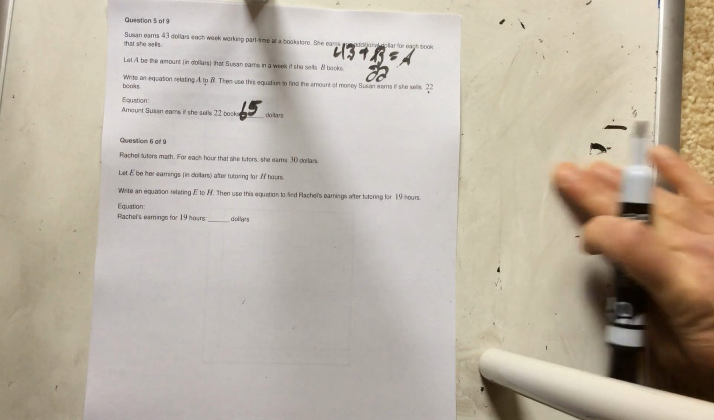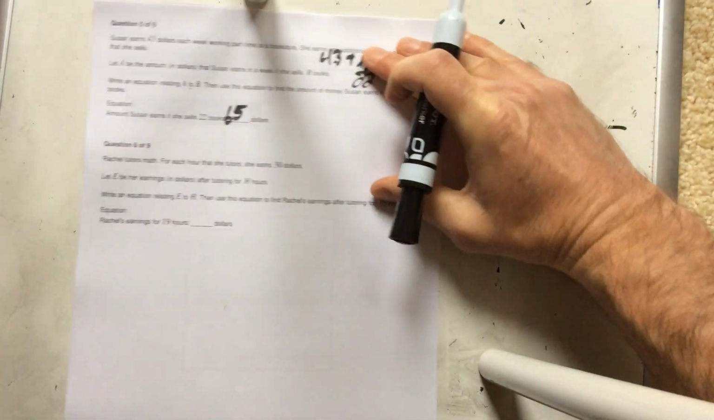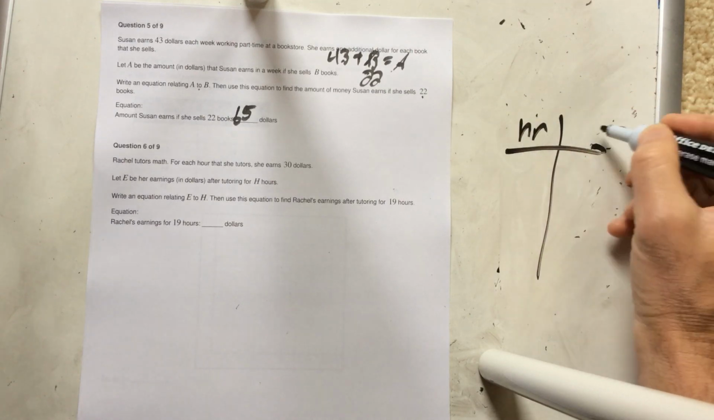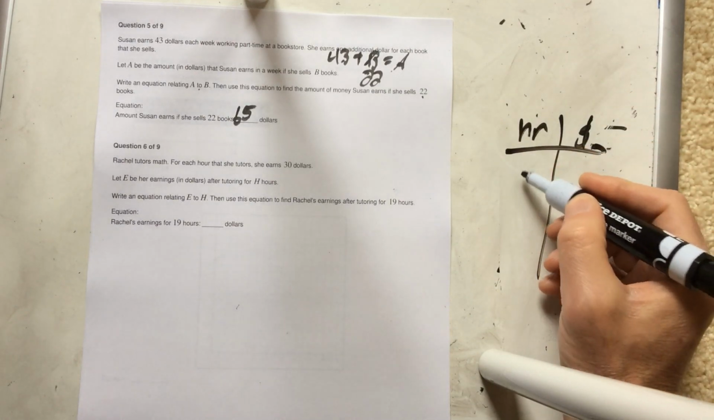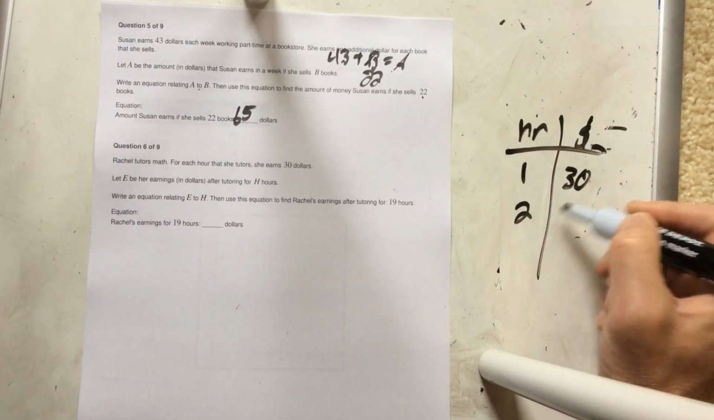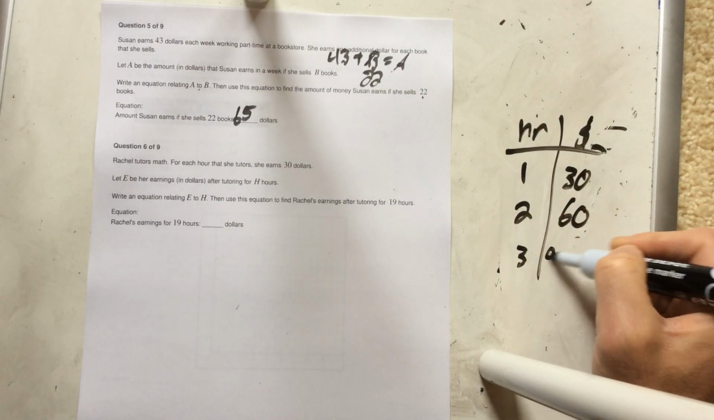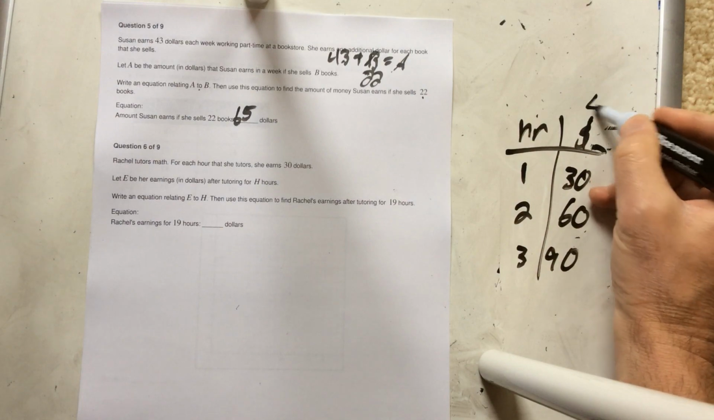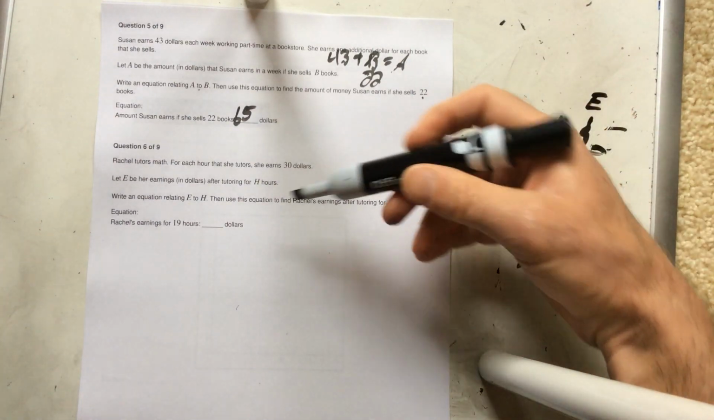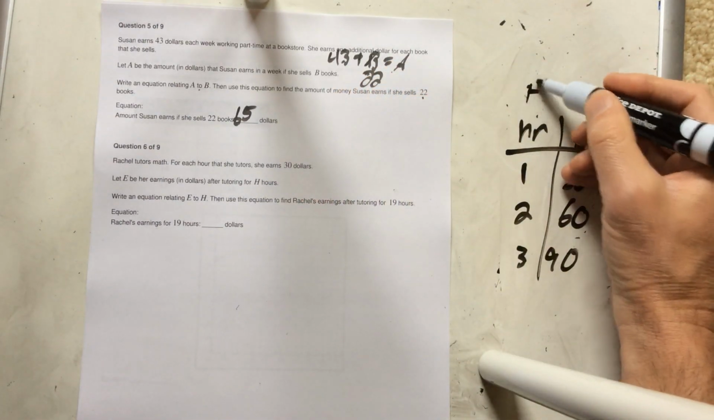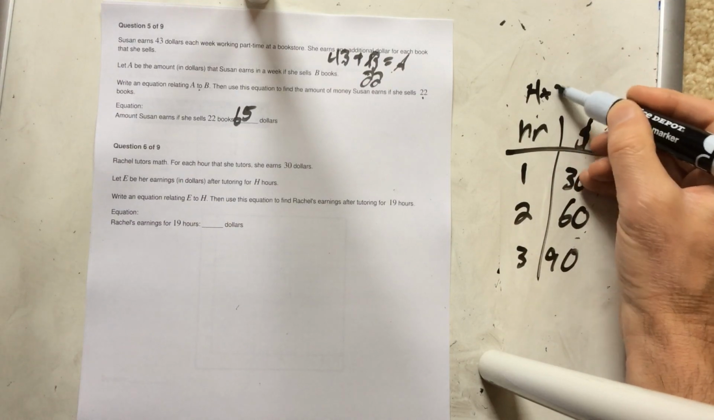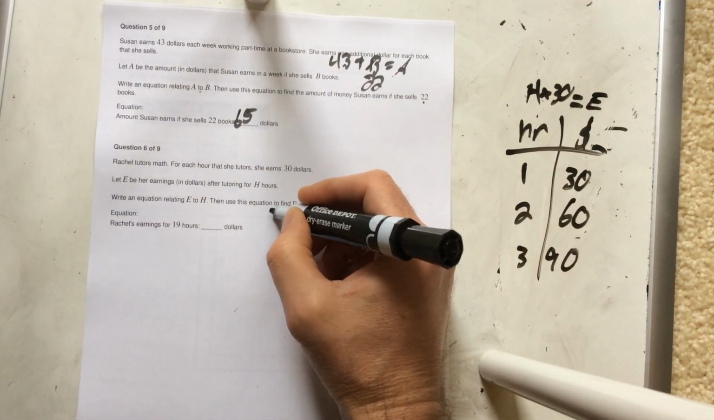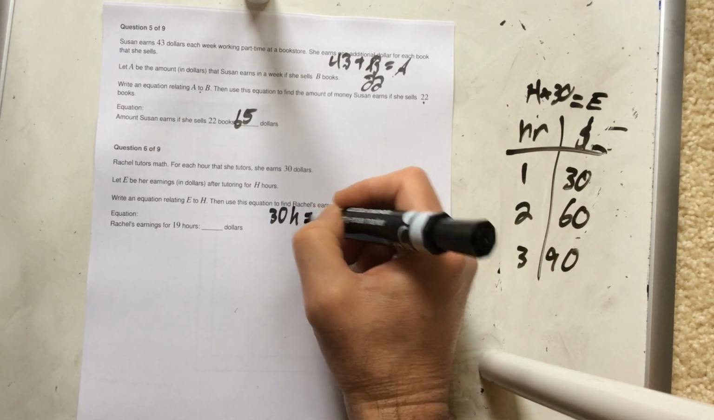All right, let's do another one like that. Rachel tutors math. For each hour she tutors, she earns $30. So for each hour, the money she gets: 1 hour, $30. 2 hours, $60. 3 hours, $90. Let E be her earning. So over here we have earnings after H hours. So H times 30 is going to equal E. Or better yet, 30H equals E.